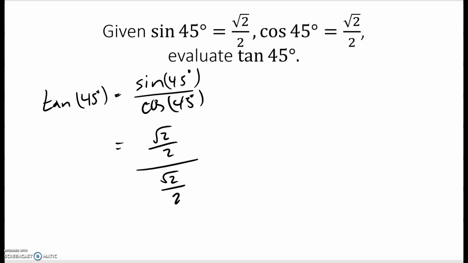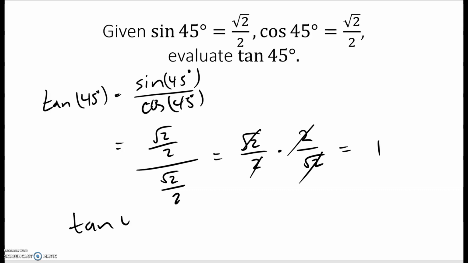Now I have a fraction divided by a fraction. What I need to do is take the top fraction and leave it alone, change division to multiplication, and flip that bottom fraction. Notice these will cancel out as well as this, and I'm left with 1. So tangent of 45 is equal to 1, and that's your final answer on that.